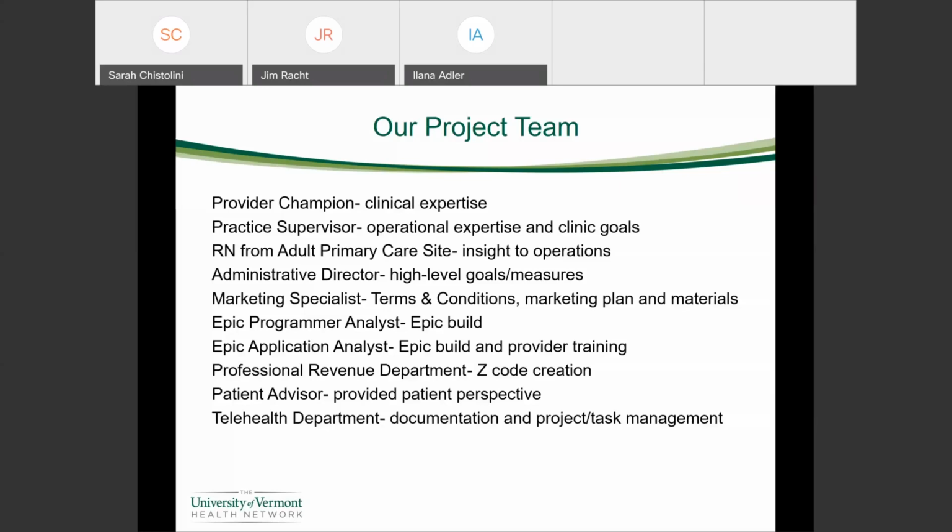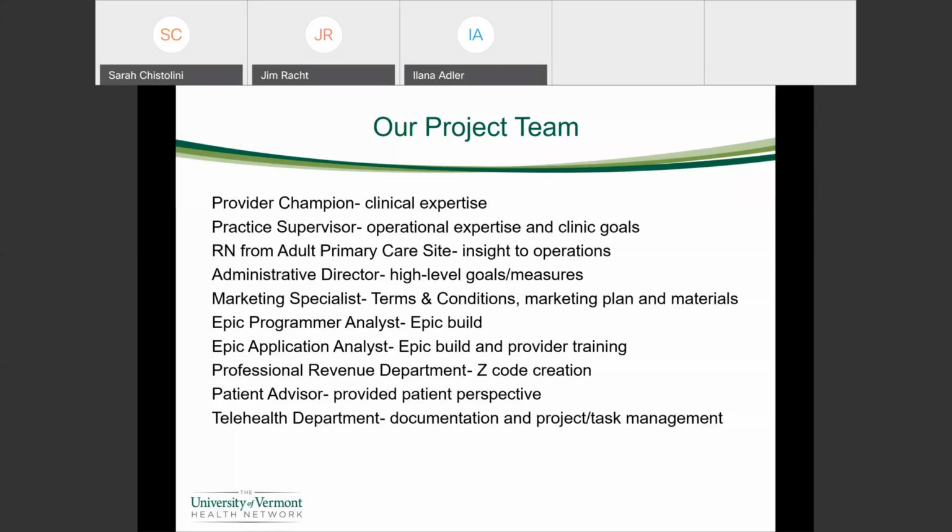We had marketing involved. They helped us with all of the patient-facing materials, signage, terms and conditions. They were a huge help with all of that. We had people from our Epic team, so we had someone come in and build, and then we had someone come in and help us train. We have professional revenue on here because what we did for the collection is we created a Z code. So in the level of service, Sarah's putting in a Z code that we had created internally, is submitted and tells our PRD team, ooh, we need to send a bill to the patient for $25.